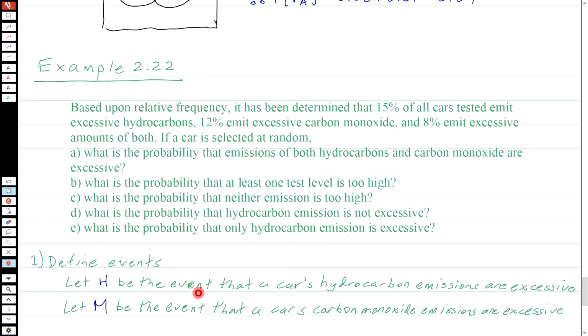Let's let H be the event that the car's hydrocarbon emissions are excessive. And usually I let the event letter have something to do with the event that's taking place. So H for hydrocarbon.